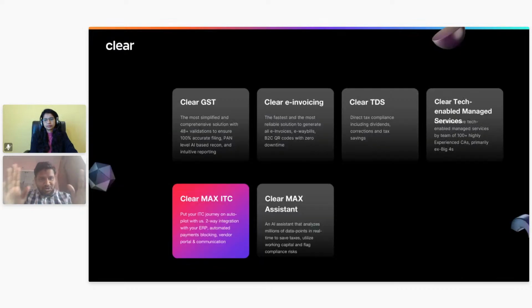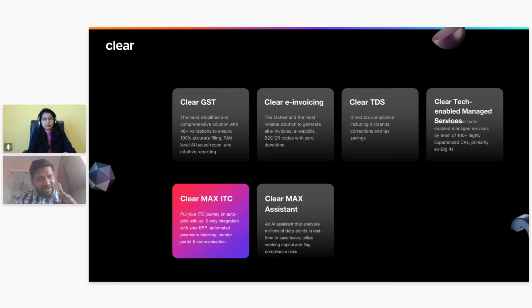So I just want to take 5 minutes on this particular slide to conclude on that, why these solutions are important and how it can add value to your business in a very detailed scenario. One is that Clear GST is software that will help you with your complete GST compliance automation. It has basically 3 major parameters to help you.